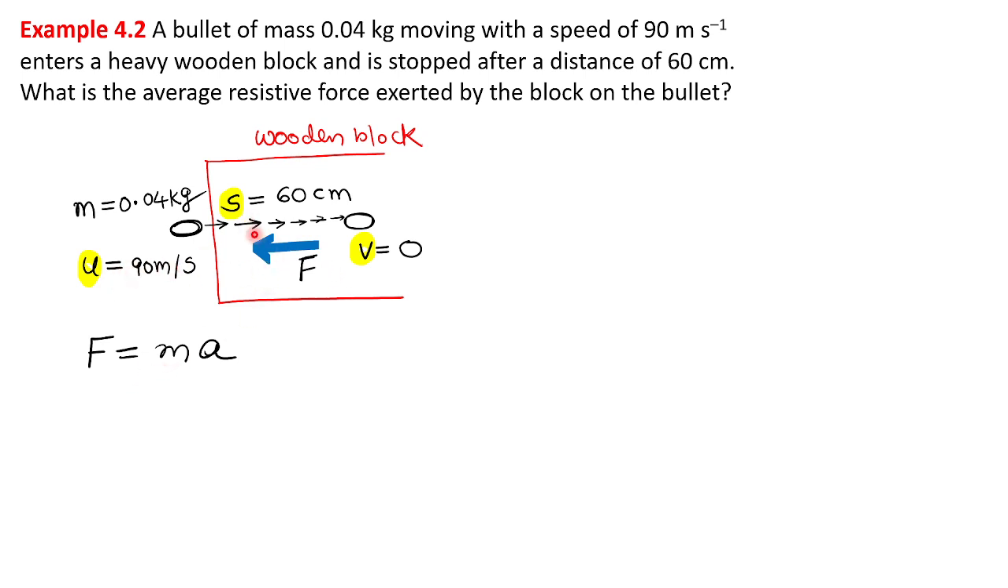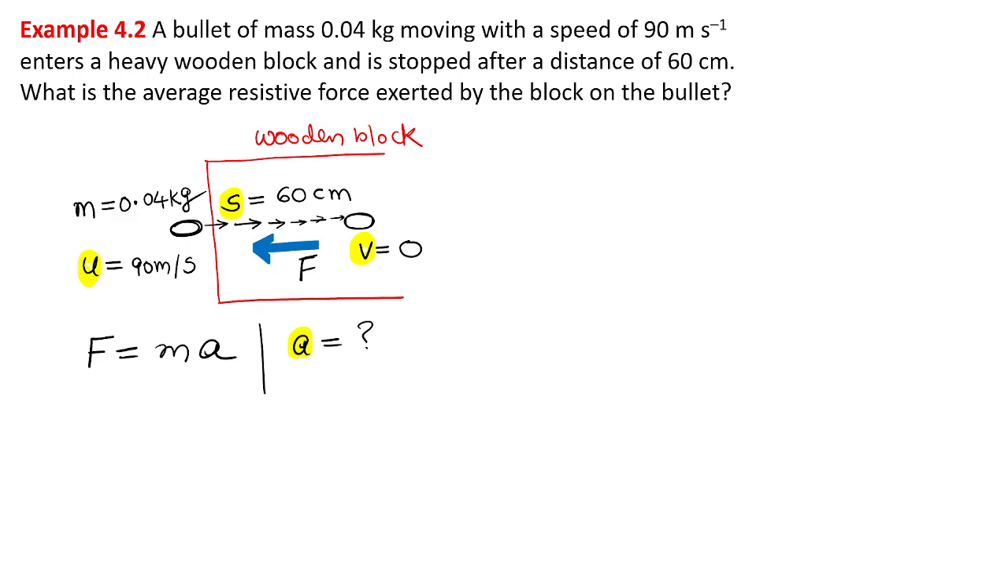U, V, S, A. Is there any formula connecting all these letters? U, V, A, S. You just highlight and tell me, is there any? V square is equal to U square plus 2AS. Yes. You look at the letters, then identify the formula.